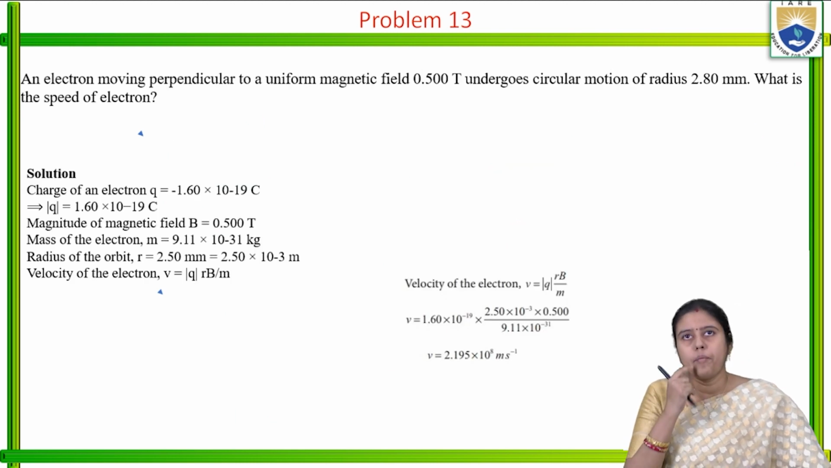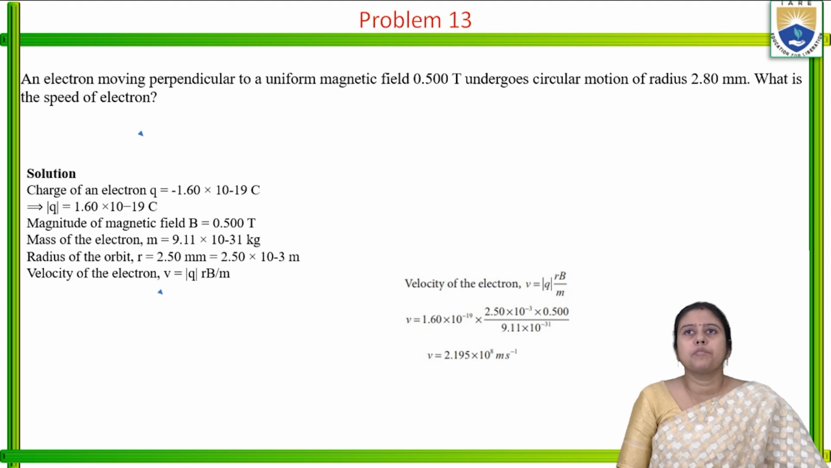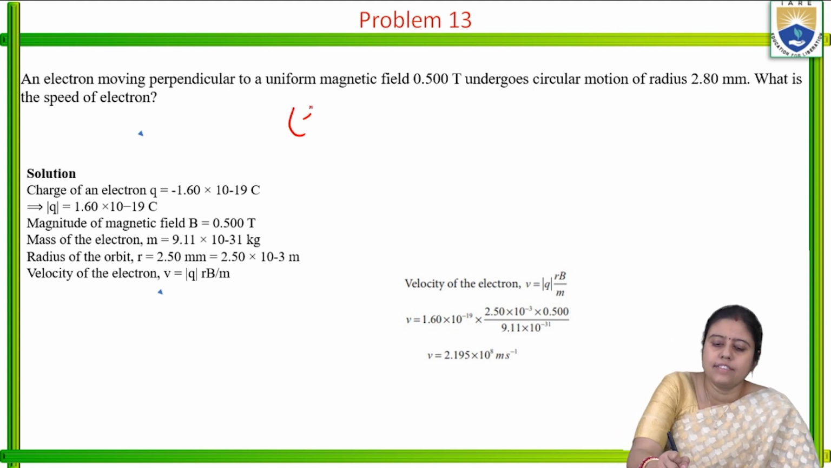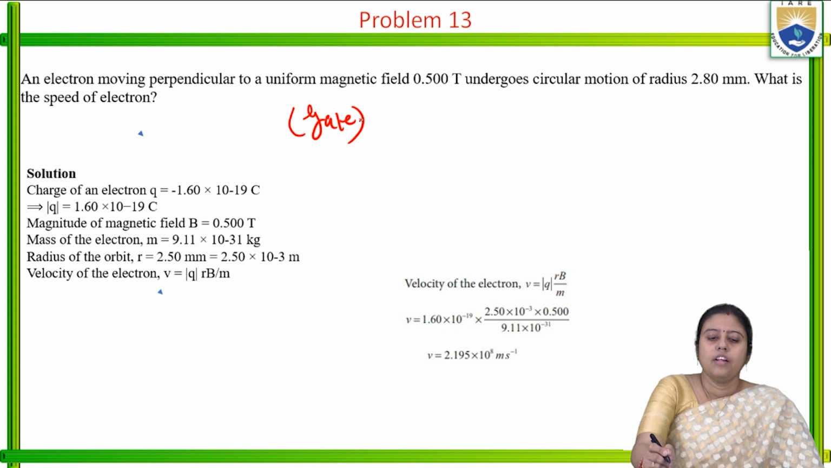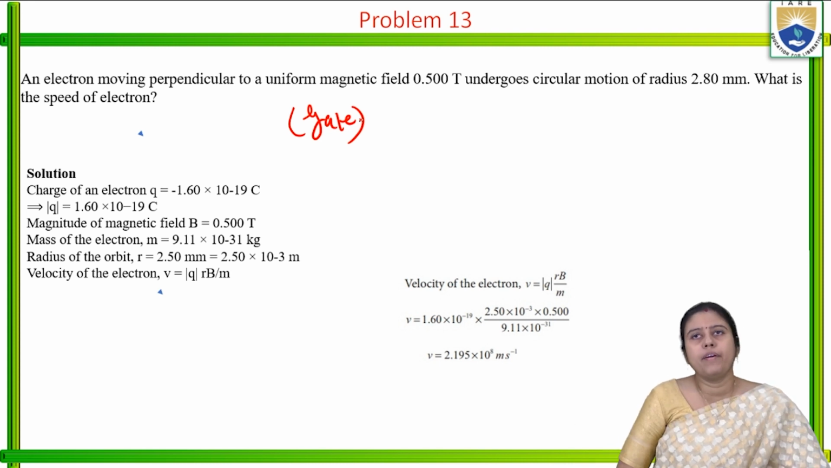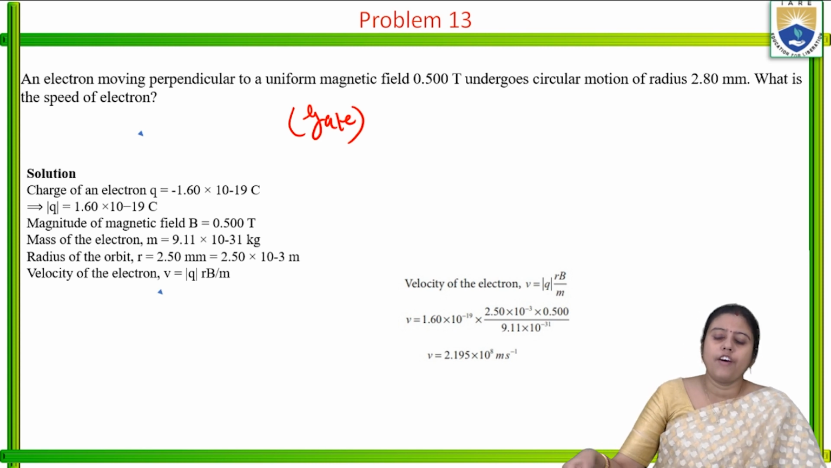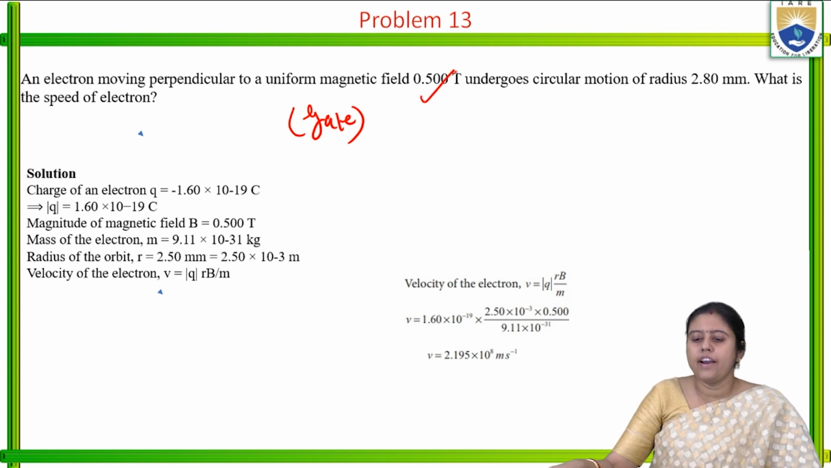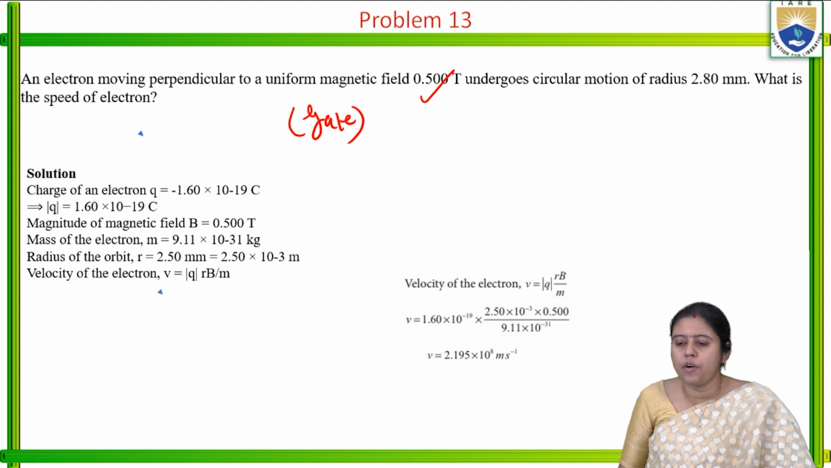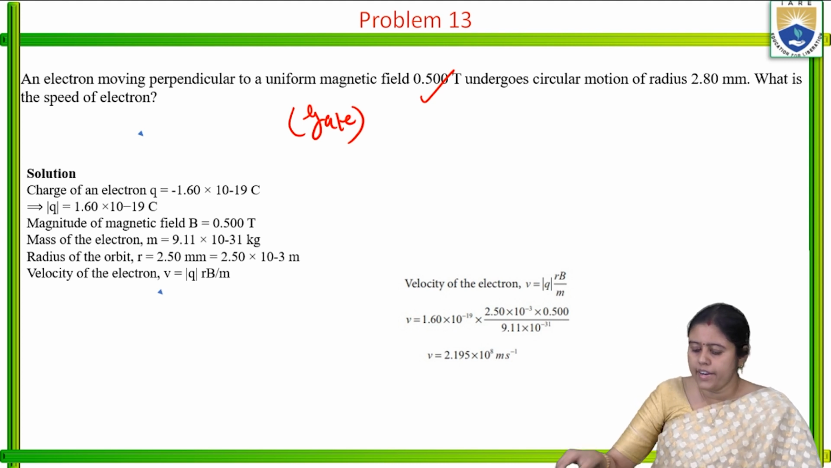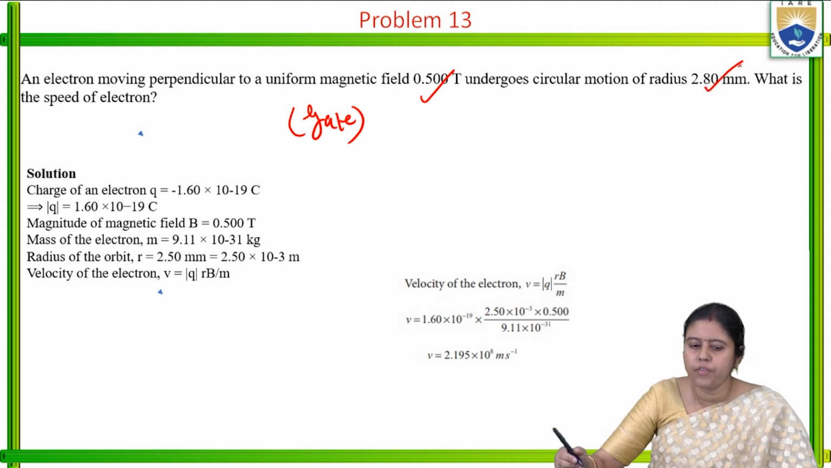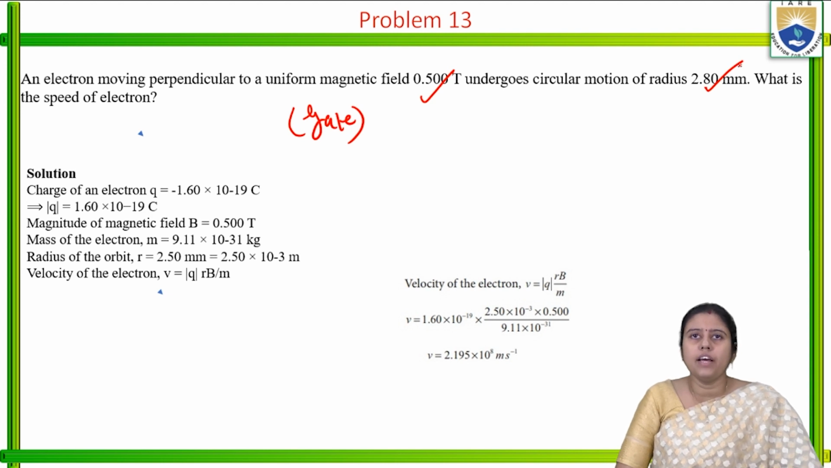Next is the problem number 13. It is a special problem. It came in the last year GATE exam. An electron moving perpendicular to a uniform magnetic field of 0.5 Tesla undergoes circular motion of radius 2.50 mm. What is the speed of the electron?